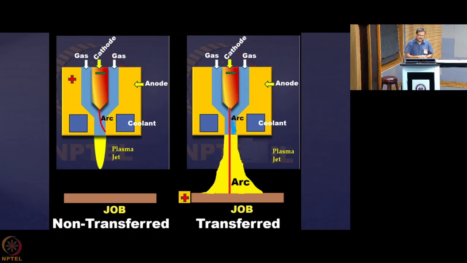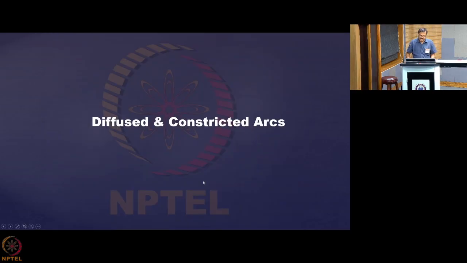So what you understand here is that you get two kinds of arc connection. One is called transferred arc, one is called non-transferred arc. In transferred arc, the current extends from the cathode to the job, and in non-transferred arc, the current doesn't enter into the job, so it is between the cathode and the anode. The plasma jet is current free, and in transferred arc, the plasma jet contains the current.